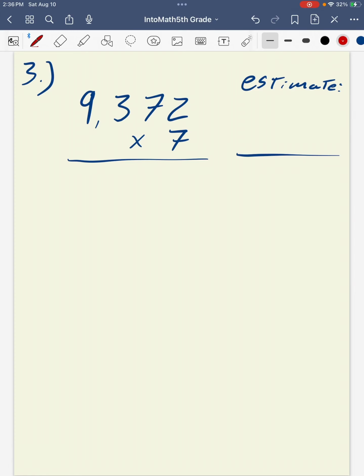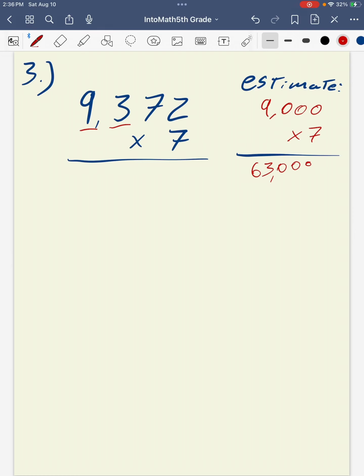Moving on to problem number 3, multiplying 9,372 times 7. Starting with an estimate, I'm going to round to my nearest thousands place value. To do so, I look to my hundreds place value, which is less than 5, which means I stay the same with my estimate and round it to 9,000. Approximately 9,000 times 7 would give me a product close to 63,000.